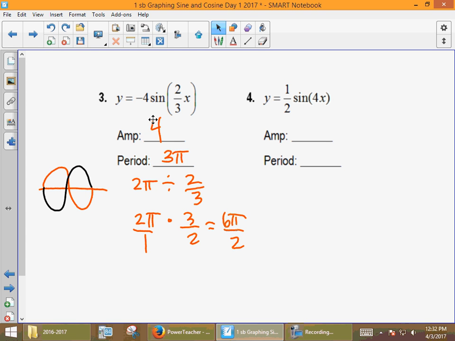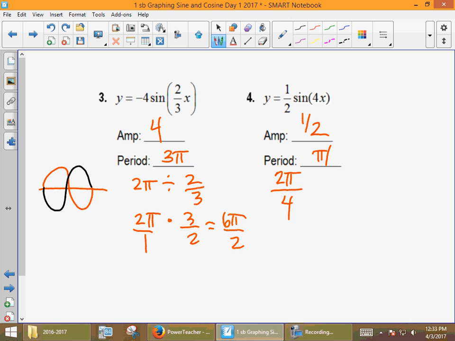Last one. Amplitude is 1/2, period. Oh, no, it would be pi over 2. So you're going to take 2 pi and divide it by the number in front of x. 2 pi over 4 just reduces to pi over 2. So that's how you figure it out by just looking at the equation.